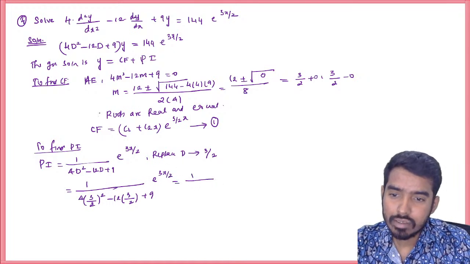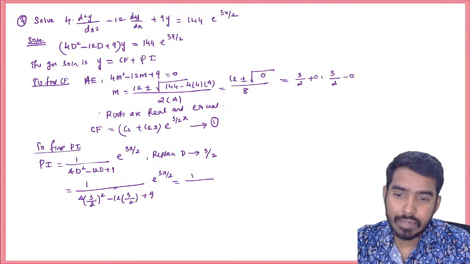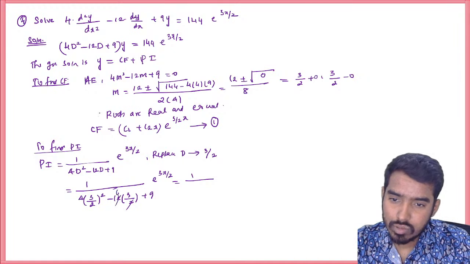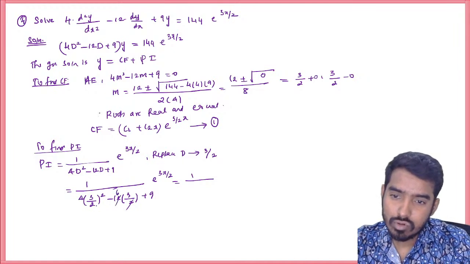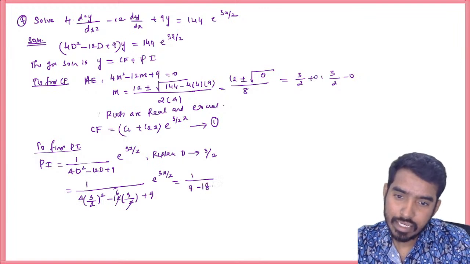So this 2 square will get cancelled, right? You will have 9 here. So 2 ones are 2, 2 sixes are 12, and here we will have 2 square is 4. The 4 will get cancelled, so we have only 9. So 9 minus 18 plus 9, e power 3x by 2.